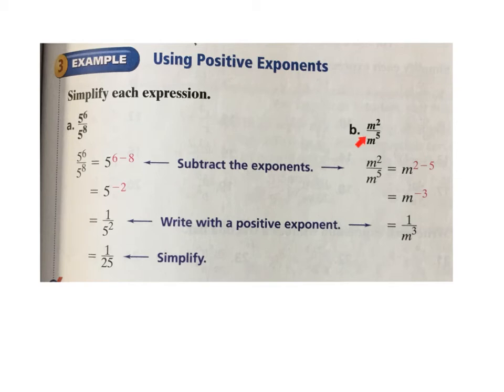If I do the same thing with algebra, I have m squared over m to the 5th. That's m to the 2 minus 5, or m to the negative 3. Now, if I want to get rid of negative exponents, he's in the wrong place, so he goes down, so 1 over m to the 3rd power.